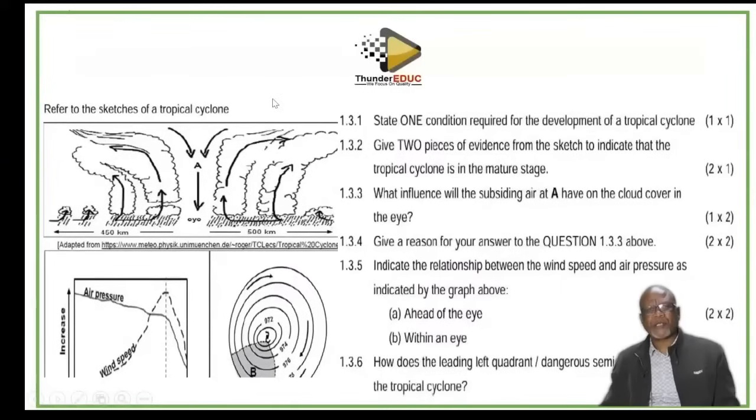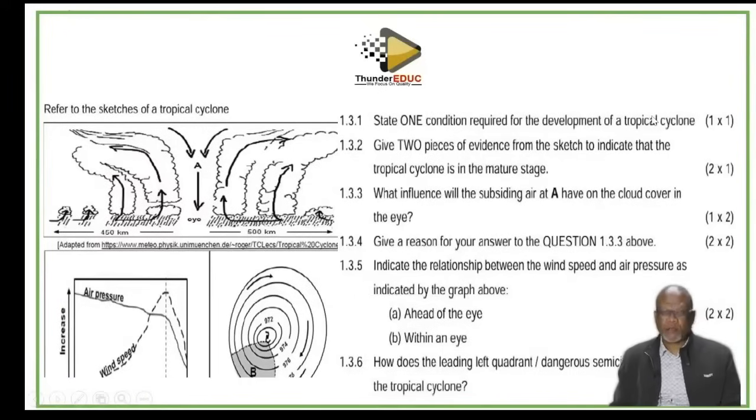Now, let's look at the long questions here. The first long question that I want us to quickly look at is the tropical cyclone. State one condition required for the development of a tropical cyclone. Give two pieces of evidence from the sketch to indicate that the tropical cyclone is in the mature stage. Now, let's look at the first question. State one condition required for the development of a tropical cyclone.